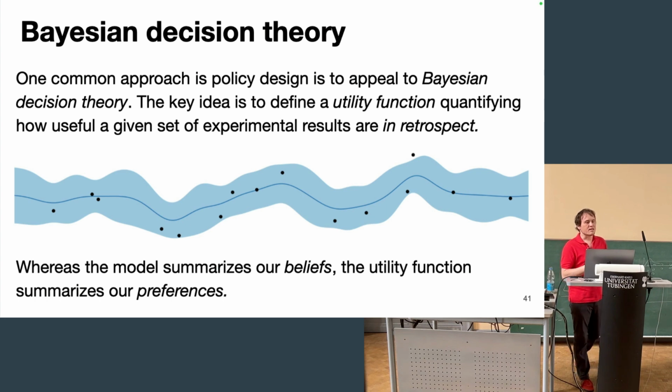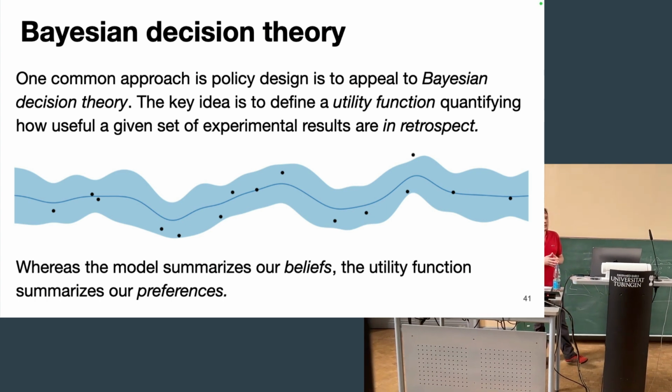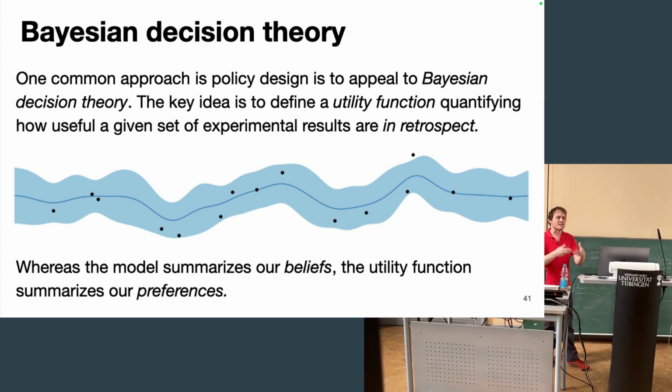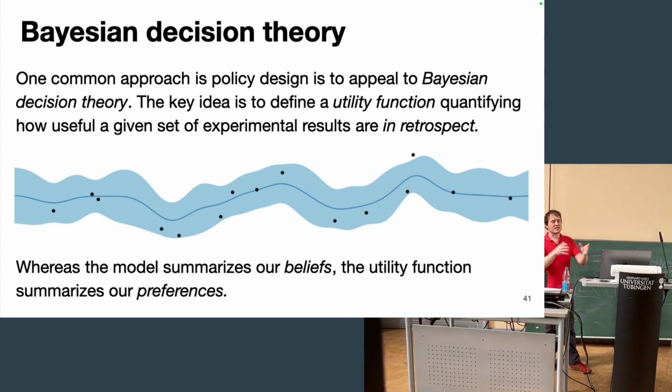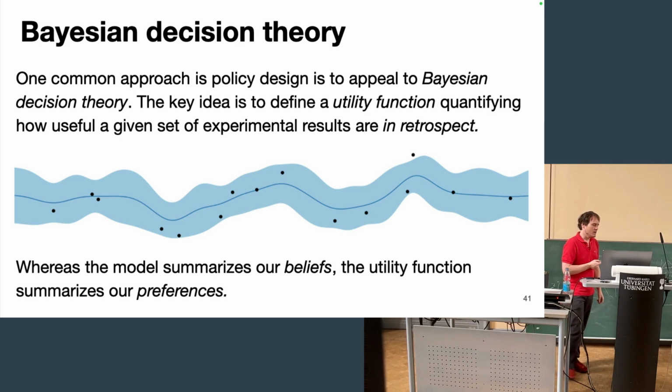The key idea here is to define something called a utility function, which is going to quantify how useful a given set of experimental results would be in retrospect. The utility function takes in a data set that's already been collected, and assigns it some score that is commensurate with how useful it was for our experimental goals. The purpose of the utility function is to quantify our preferences over experimental outcomes, whereas the model represents our beliefs over experimental outcomes. The utility function is going to summarize our preferences.